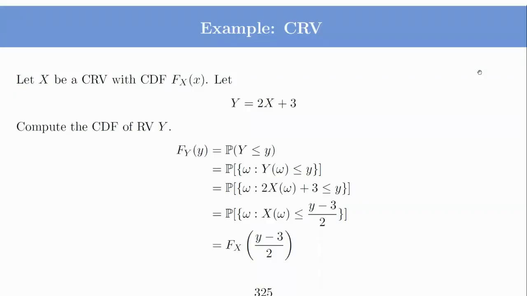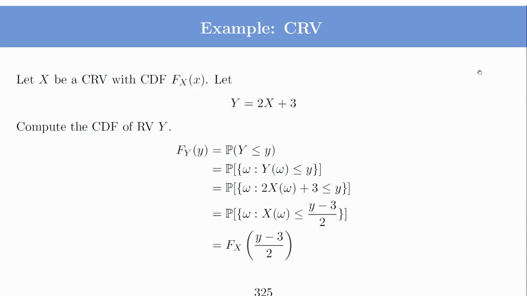Now we will see an example where we transform a continuous random variable. Let x be a continuous random variable with CDF F_X of small x. So this is known to us. Now suppose there is a random variable y which is related to x in the following way: y is equal to 2x plus 3. This means that for any omega, y omega is 2x omega plus 3. This is the map from omega to y. Now compute the CDF of random variable y. That is the question which is asked.